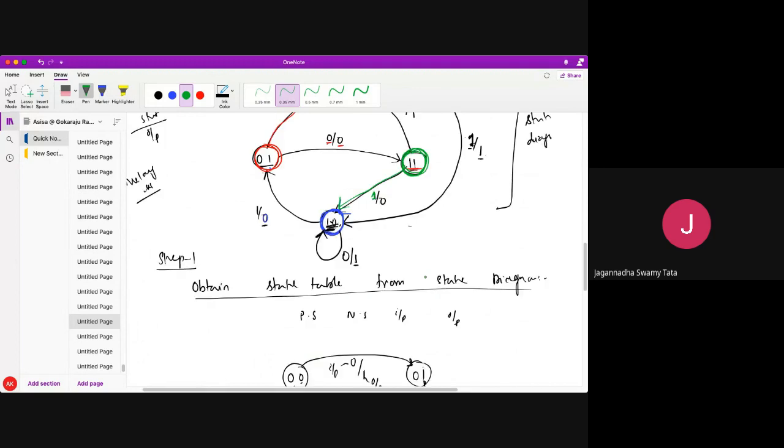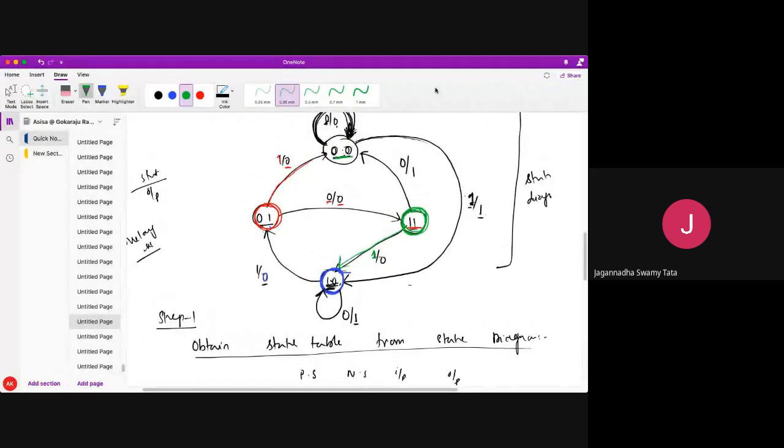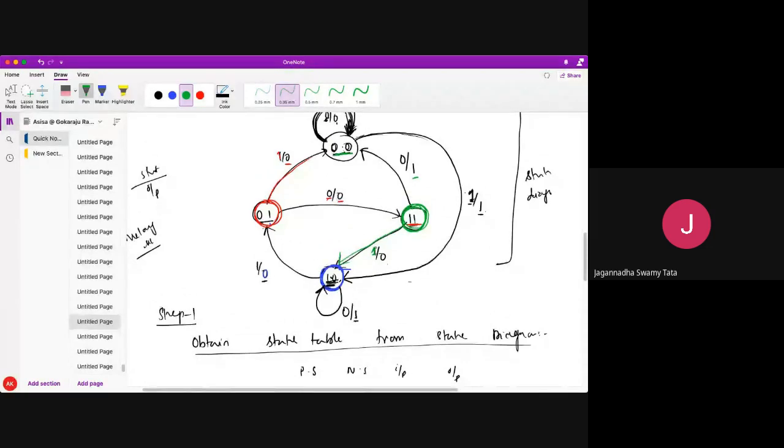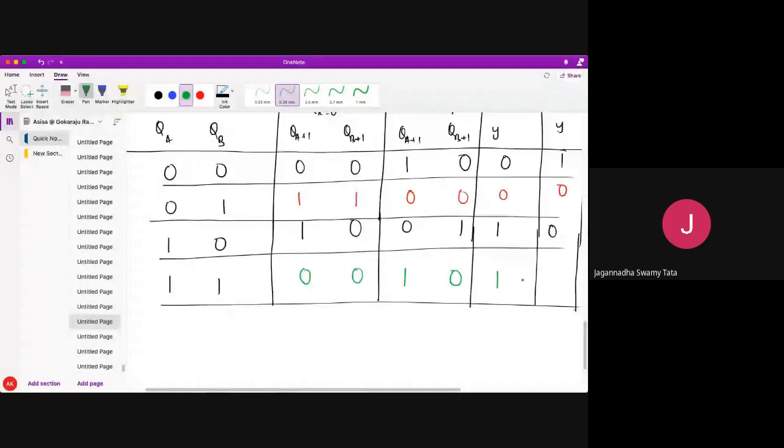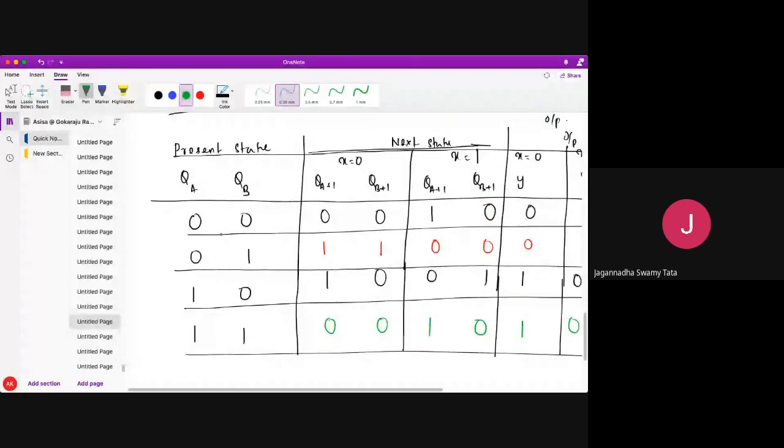Now what is my output? For input 0, my output is 1. For input 1, my output is 0. Input 0, output is 1. Input 1, output is 0. Okay, so this is my state table, students.